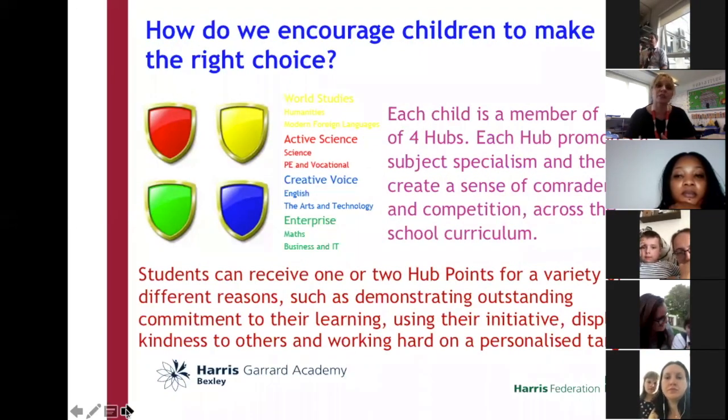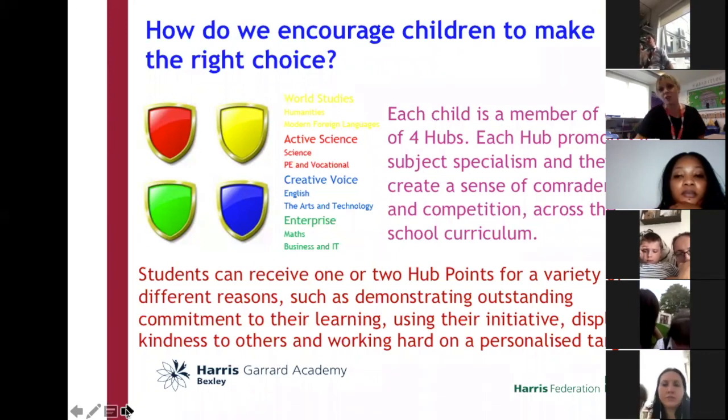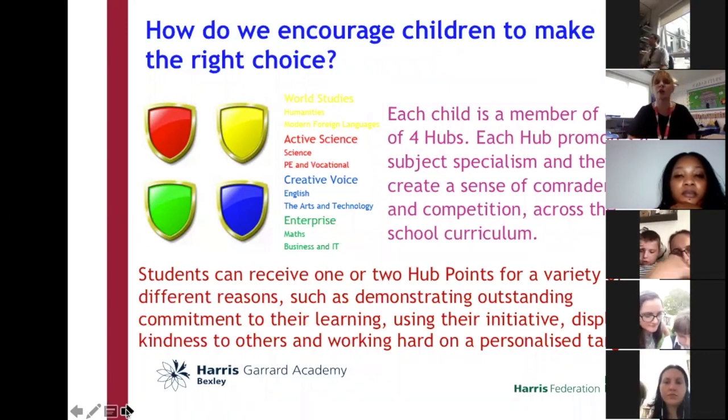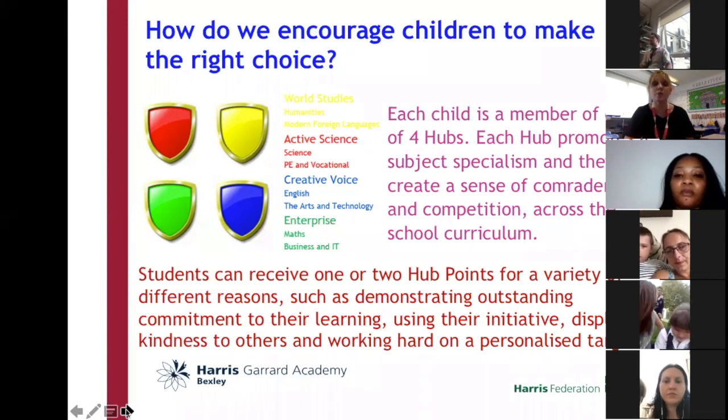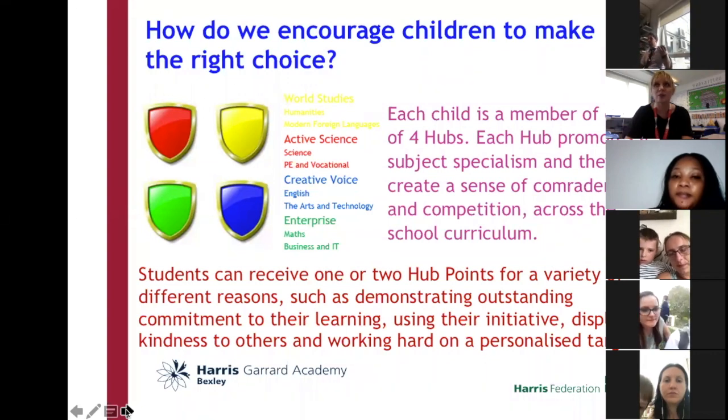So in order to do this, we've also got our hub points, and what we're really doing is trying to encourage all of our children to make the right choices. And I have to say, so far from what I'm seeing in Year 3, we are really, really proud of how they've settled in on making these positive choices. So they're in 4 hubs, and as you can see, we've got world studies, active science, creative voice, and enterprise. Each hub promotes a specialism, and they create a sense of camaraderie and competition across the school curriculum.